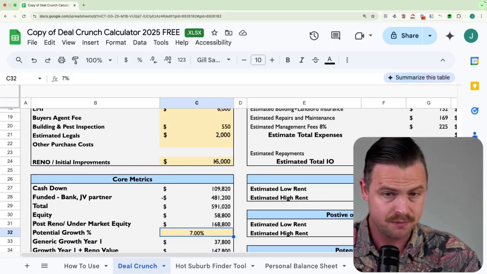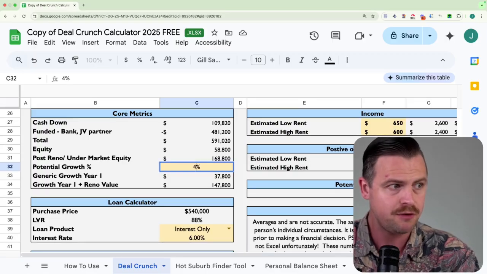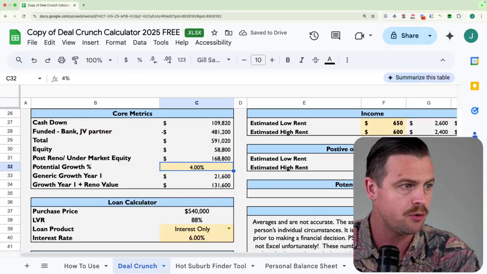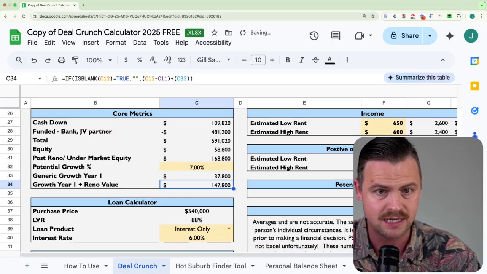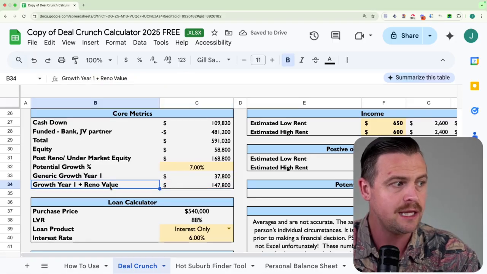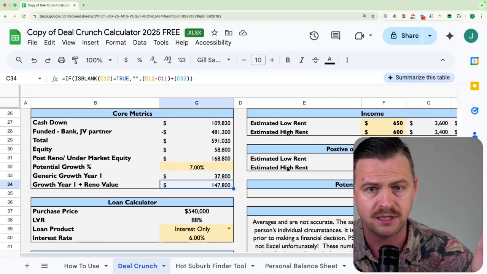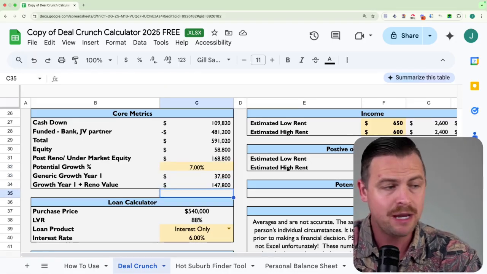Let's assume that this property is going to grow at 7%. Right? Put it at whatever you want. 4%? Oh, well, 4% in a year means that it's going to grow in year one at $21,000. At 7, it's $37,000, et cetera, et cetera. So in 1 year, and you've boosted the value, you've increased the value of this by $147,000. Enter in whatever you want. Only edit the yellows.